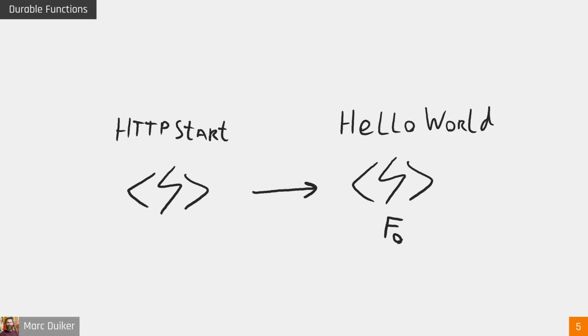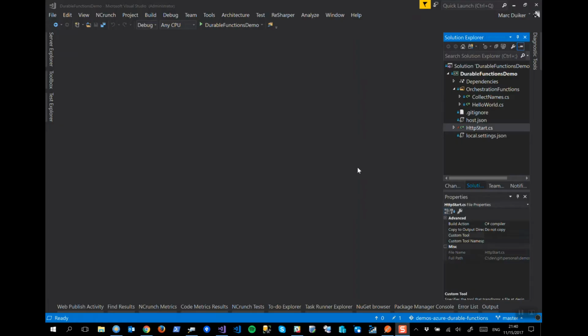So on the left we see the HTTP start function, which is the HTTP trigger function. And that function uses the durable orchestration client to create an instance of the orchestration function, in this case the hello world function. Let's have a look at that in Visual Studio.